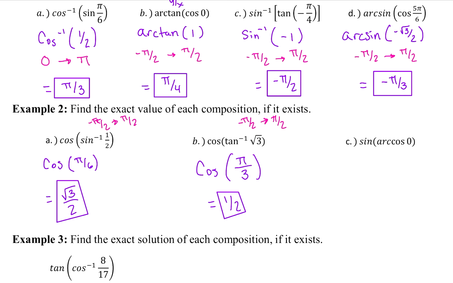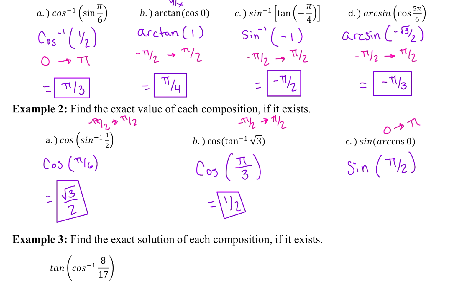All right, coming over to part C, sine of the arc cosine of 0. So arc cosine, we know that arc cosine is always between 0 and pi. So we've got to pick an answer between 0 and pi that would satisfy that. Cosine 0, the x-coordinate would be 0 at pi over 2, correct? Going straight up. That's where we would get 0.